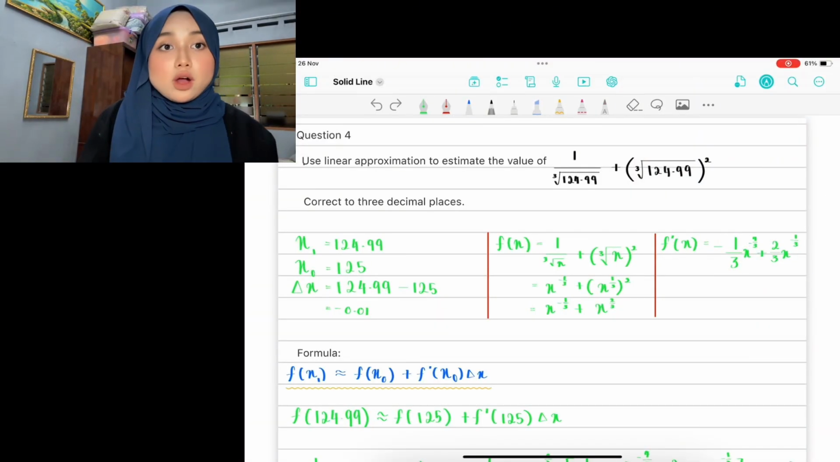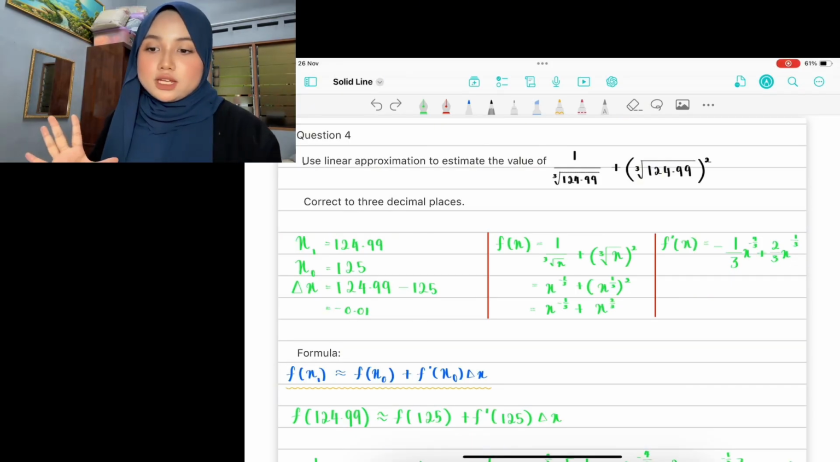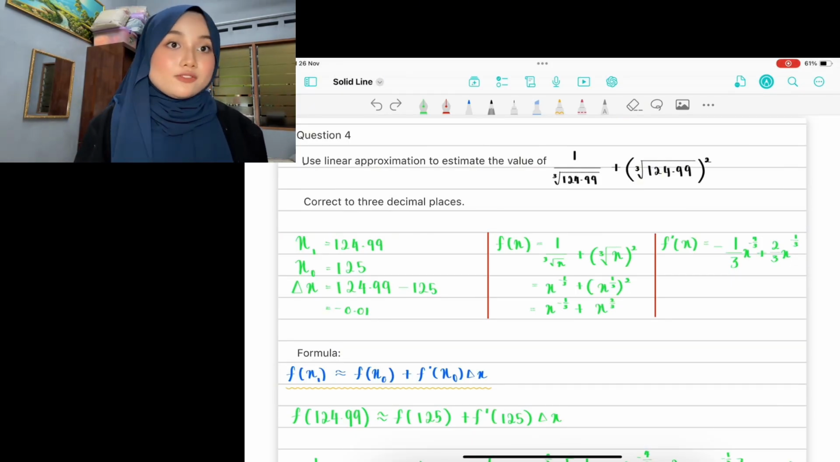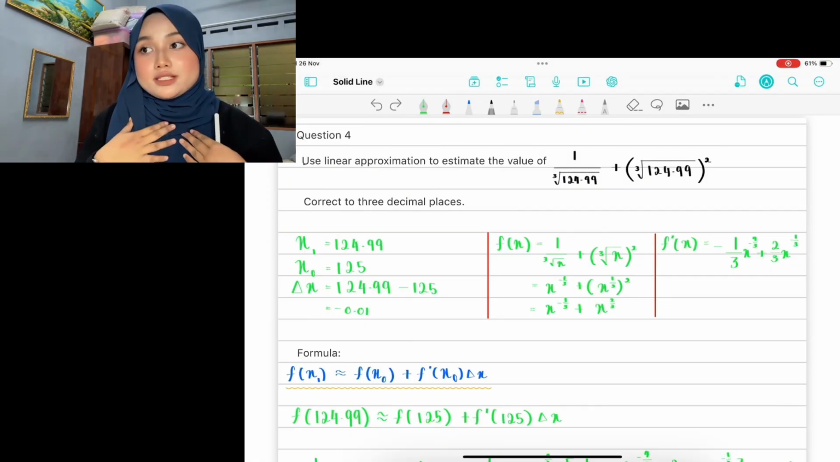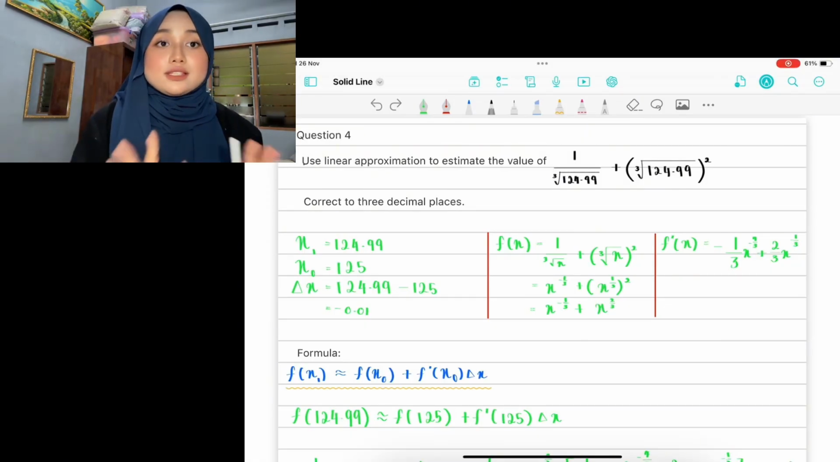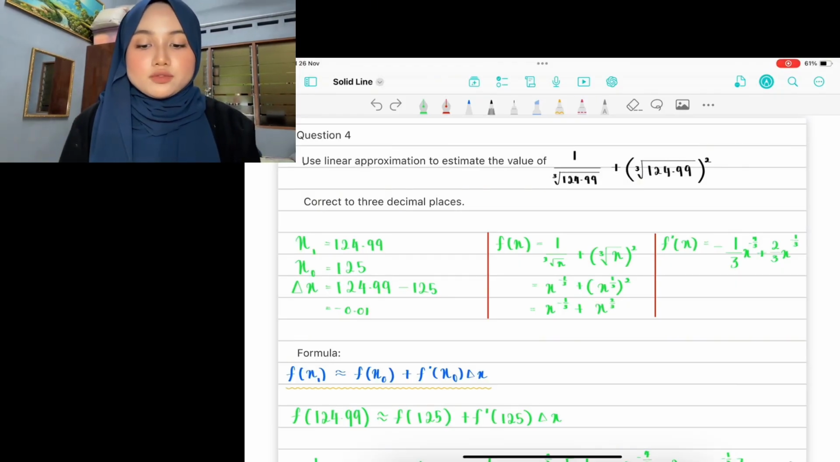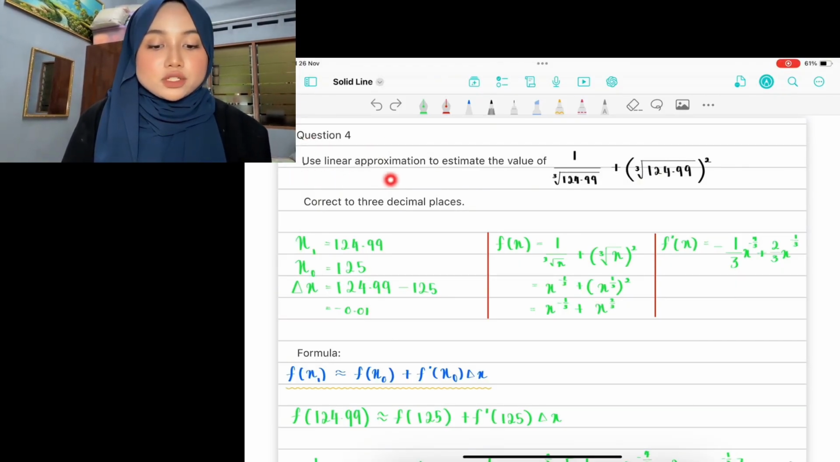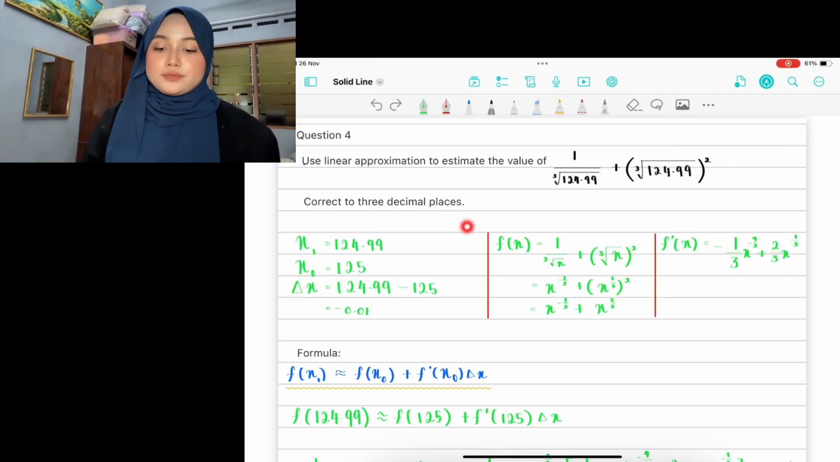Alright, now it's my turn to present question 4. This one is all about 2.7 linear approximations and differentials, and I will break it down in a simple way so it's easy to understand. The question given here, question 4: use linear approximation to estimate the value of 1 over the cube root of 124.99 plus the cube root of 124.99 squared, correct to 3 decimal places.